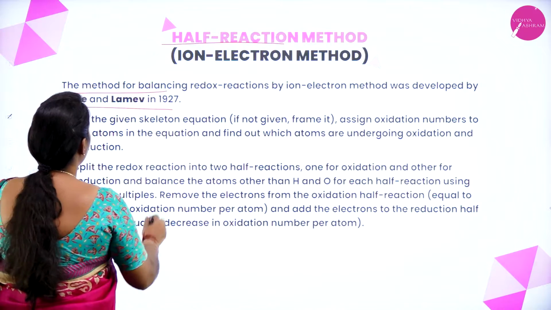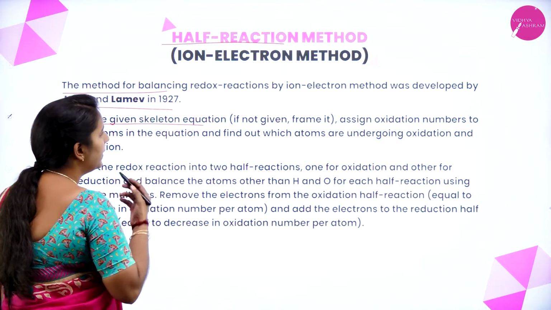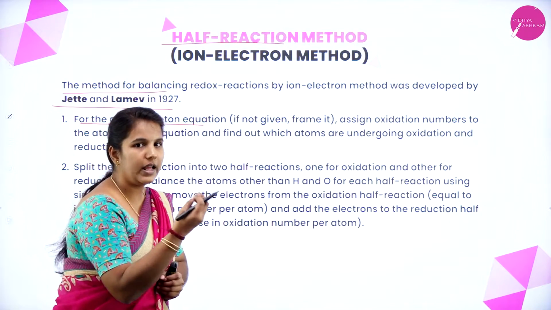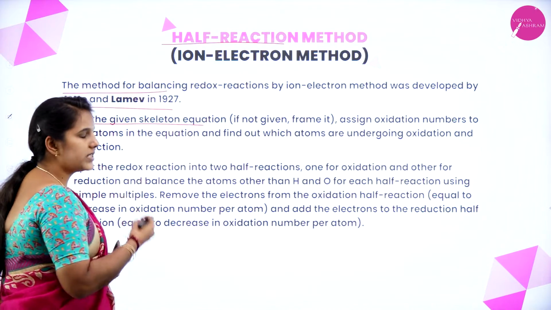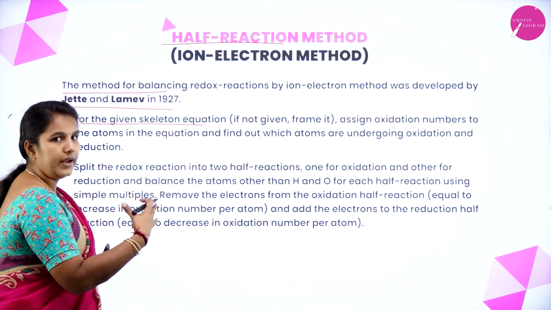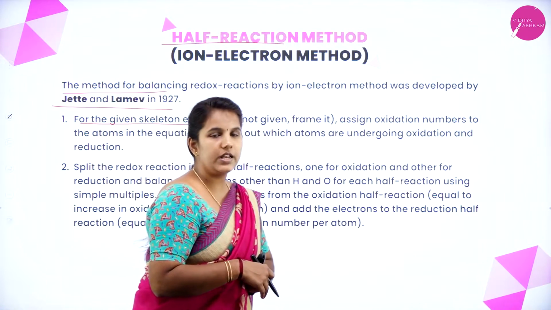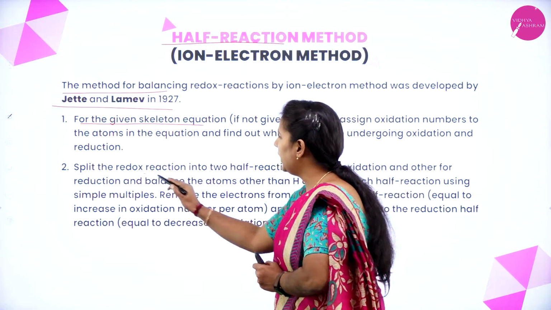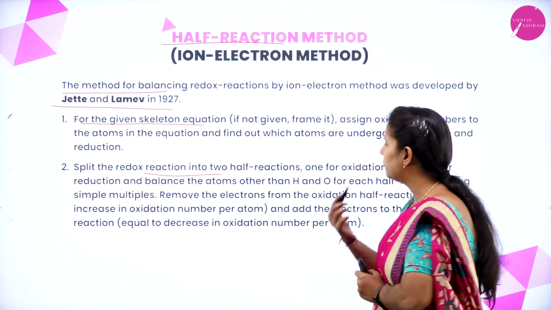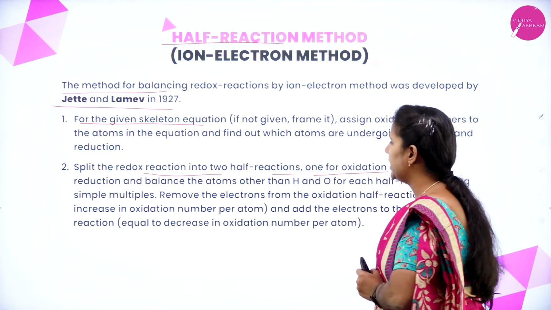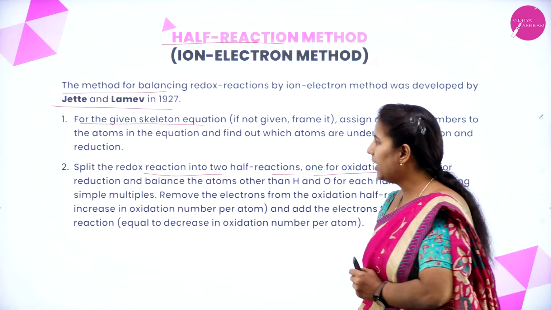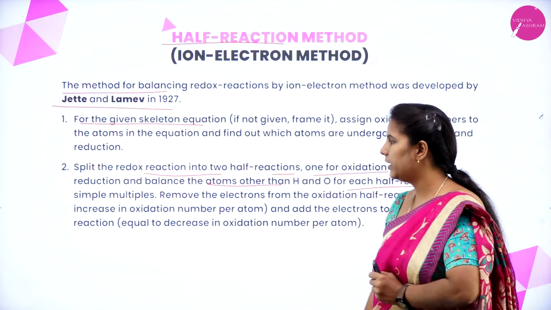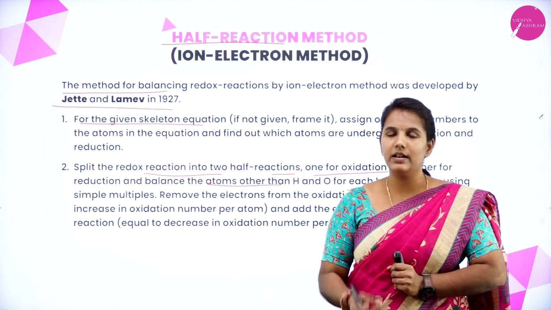In the first step, we will write the skeleton of the equation by assigning the oxidation number to each reactant and product involved in the chemical reaction. And in the second step, we are going to separate the half reactions where the oxidation and the reduction take place. So in the second step, split the redox reaction into half reactions, one for the oxidation and one for the reduction. Balance the atoms other than hydrogen and oxygen in each half reaction and multiply with a suitable integer.